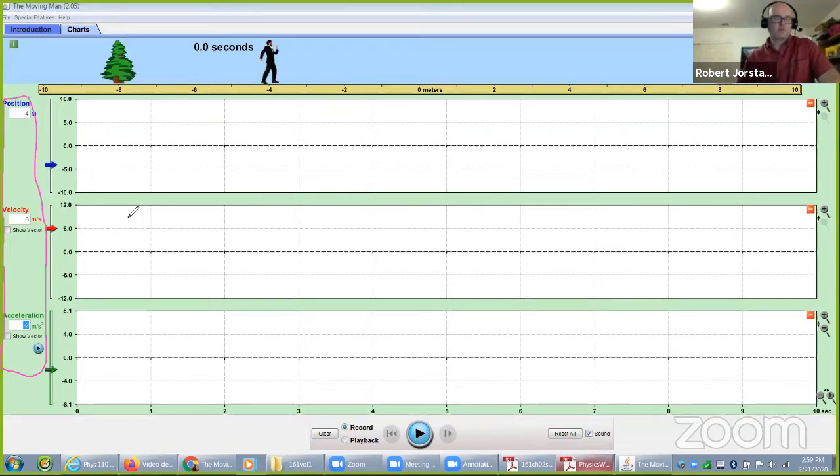Okay. What we're going to do is hit play in just a second. I do want to point out the following. Notice that right there is this number, -4 meters, the initial position. This is 6 meters per second, that's the initial velocity.